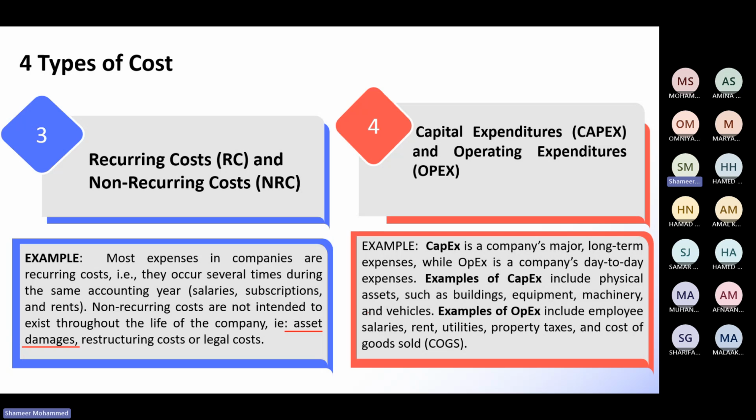Every month you have to pay the salary. Every month you have to pay the rent of your shop. Every month you need to subscribe to internet or some other service. These are called recurring cost, meaning repeated cost. Non-recurring cost is the asset damages, or restructuring cost, or the legal cost. This will come very rarely.